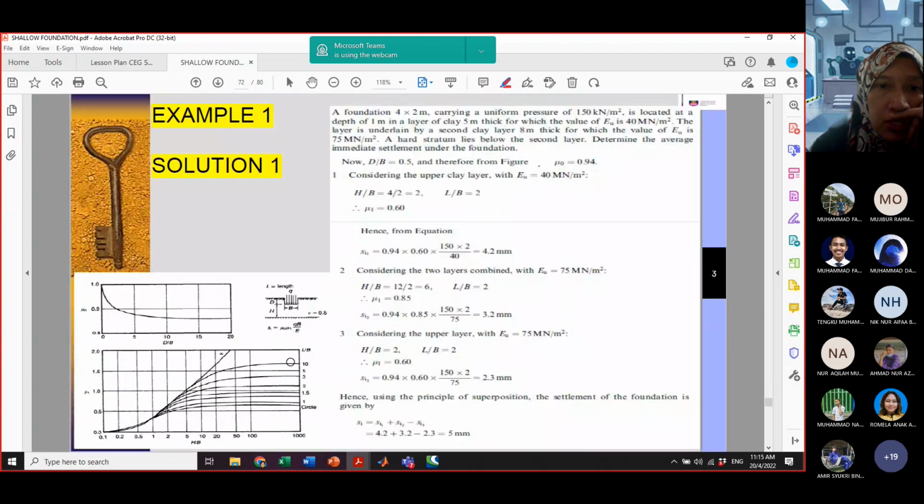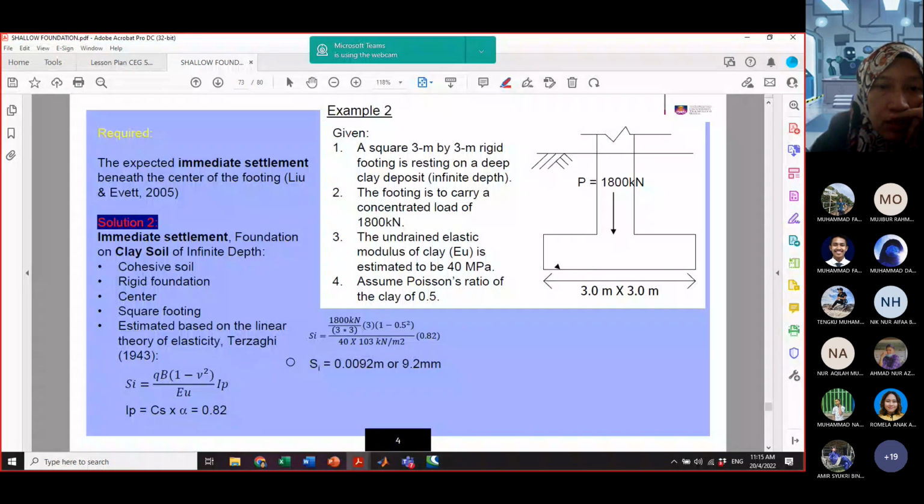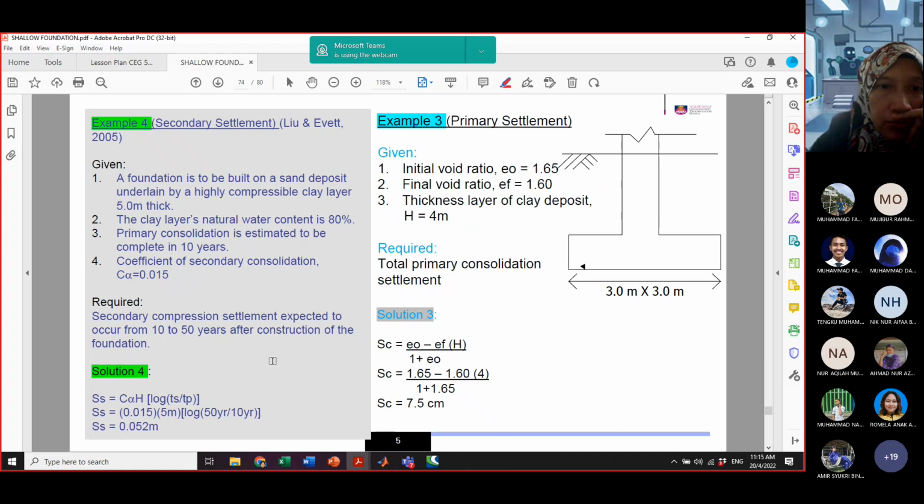Okay, for the estimations of the settlement, I also attach here in this slide. So I give you time untuk have your own study lah.